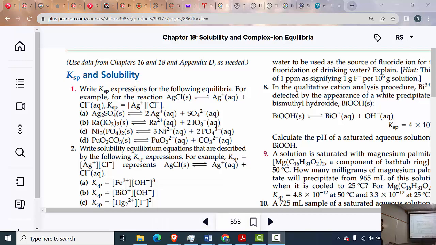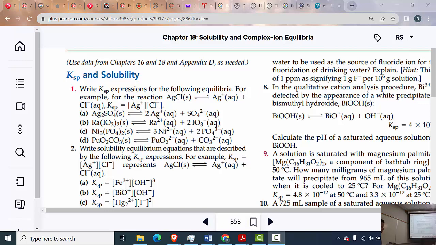So here they're just asking for writing the KSP expression. In chapters 16 and 17, all the concentrations were to the first power. But now we're in chapter 18, we're going to have squared concentrations. So the KSP for silver sulfate is going to be the concentration of Ag+ at equilibrium squared times the concentration of sulfate. Silver sulfate is a solid, so activity is 1. And so it would just be the product of these concentrations with silver squared.